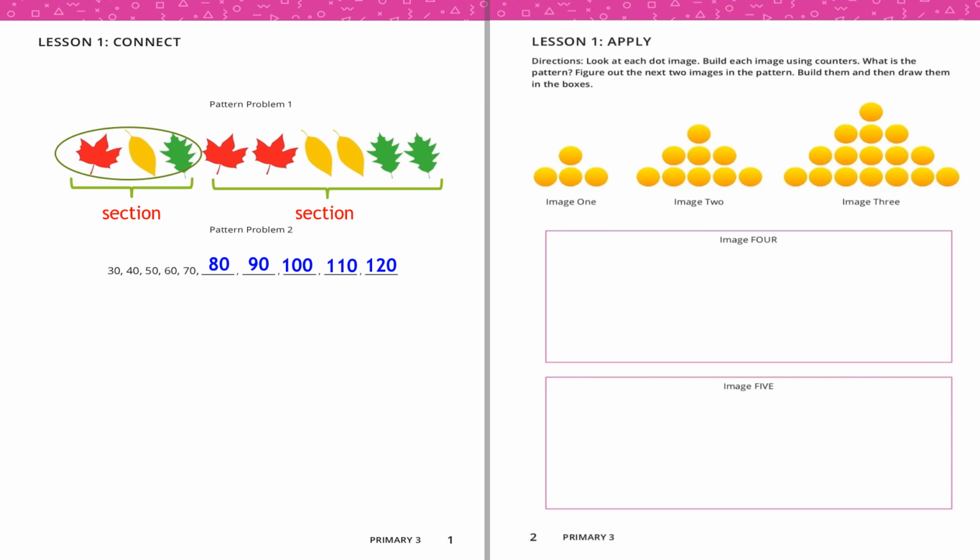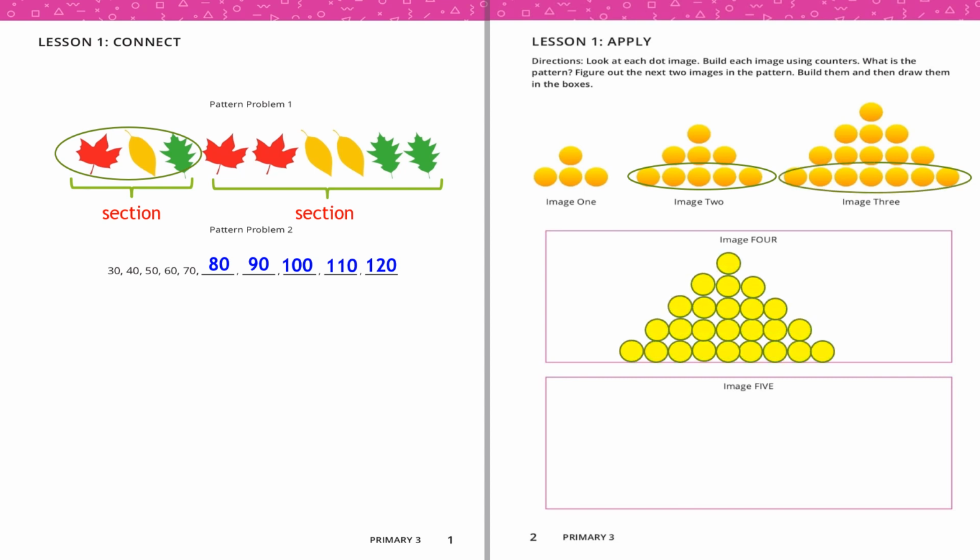The third image, we are counting from the top. 1 dot on the top, then 3, then 5, then 7. So what is happening? Each time I add a below row with 2 more dots than the upper row. So image 4 will be 1, 3, 5, 7, 9. Yes, each time I will add a below row with the next odd number.